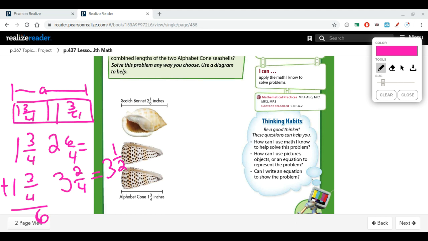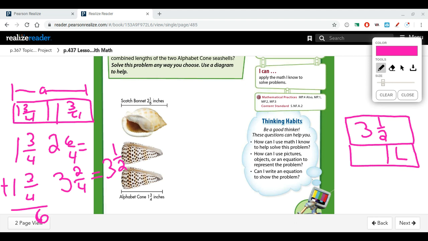Okay, so if I draw my next bar diagram, I'm going to have my total. So I'm going to do a double bar diagram. So here my total is going to be 3 1/2. So when we did our 2 alphabet cone seashells, we ended up with 3 1/2. I'm going to solve for the missing value of length. So I'm just going to put L for length, and then the Scotch bonnet is going to be 2 1/8 inch. And so to solve for L, I have part whole, and I'm missing a part, so I'm going to subtract.